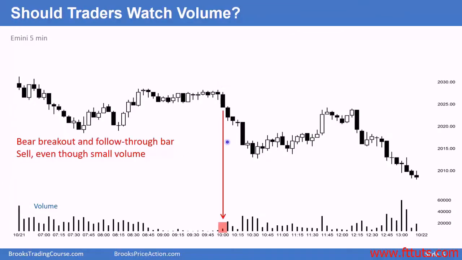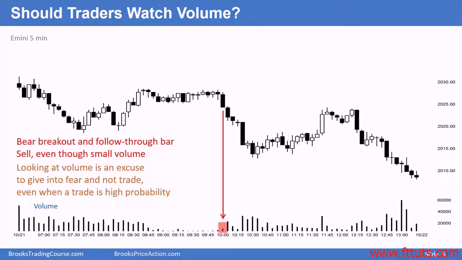Take a look, here we have a bear breakout and a follow-through bar. But look at the volume. It's really not all that big. Do I look at the volume and say, oh, here's a bear breakout, but look how bad the volume is, I'm not going to take the trade? Or do I look at this and say, bear trend, double top, lower high, bear bar closing below the low of the past 15 bars, closing on its low, I'm going to sell. I don't care what the volume is. To me, this is a sell. The volume can trick me into not taking a very good trade.